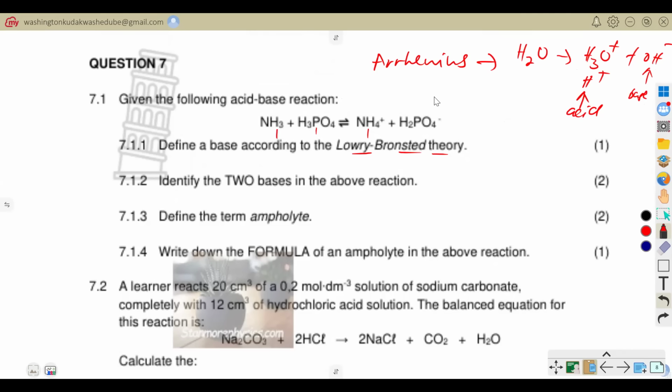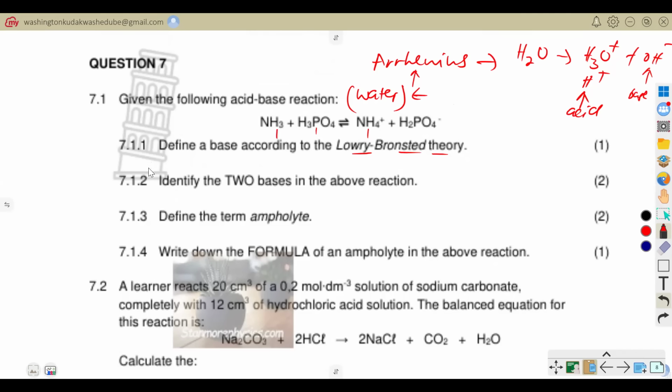And then, in addition to Arrhenius' theory, because for you to define acids and bases according to Arrhenius, you needed to be in solution, meaning that you needed to dissolve those in water. And there are some acids that don't dissolve in water. How do we classify them? That's when these guys came to say that an acid can be defined as a proton donor, whilst a base can be defined as a proton acceptor.